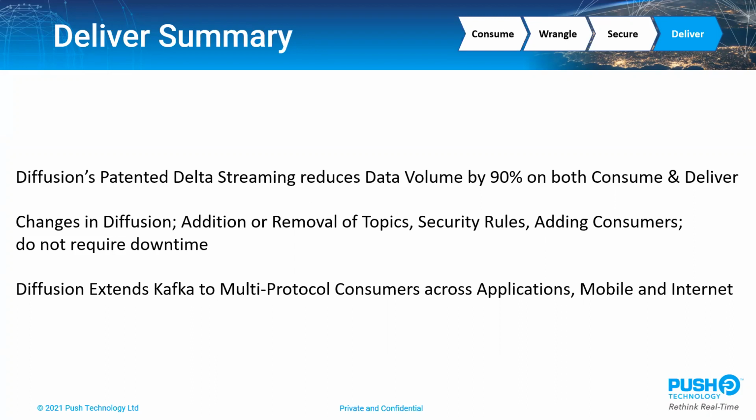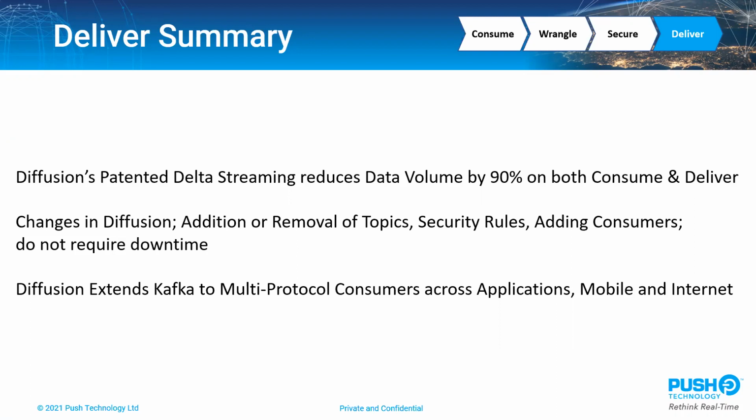Diffusion extends Kafka to multi-protocol consumers, right? Across applications, but also over the web, over the internet, and mobile types of applications. And I can see I've missed one here. IoT types of consumers, IoT types of devices. Maybe you want to have IoT devices begin to work with Kafka itself and start to collect log data from those devices, supporting maybe a protocol like MQTT. Diffusion can act as that ingestion process for Kafka as well to collect IoT types of data.